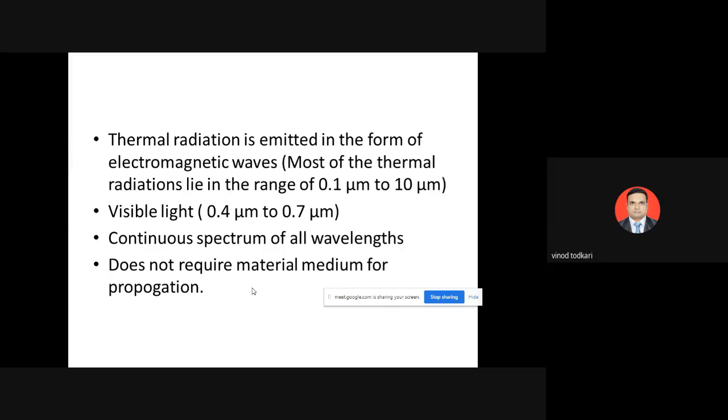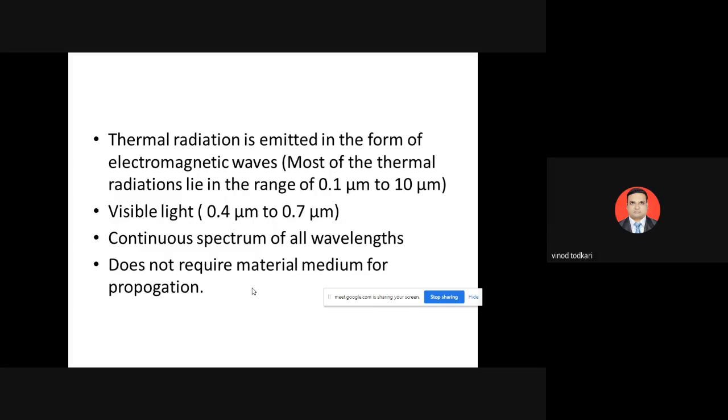Now, this concept is also important. As far as our syllabus is concerned, we'll be dealing with thermal radiations. And you know that these thermal radiations or any radiations are in the form of electromagnetic waves. You know Planck's equation, E is equal to h nu. So radiation is a form of energy. It gets transmitted or emitted in the form of electromagnetic waves. Now, if I talk exclusively about thermal radiations, all thermal radiations are emitted in the form of electromagnetic waves.